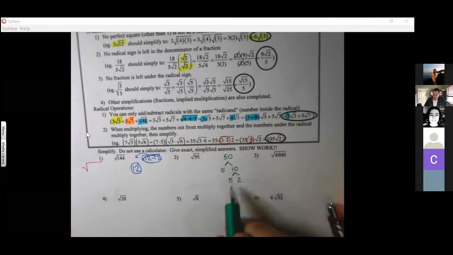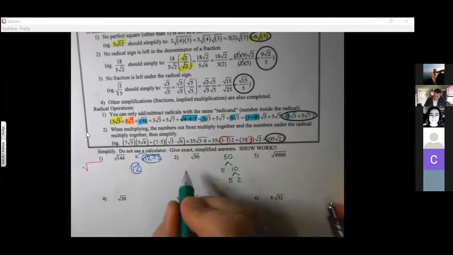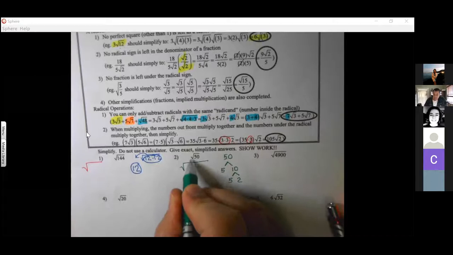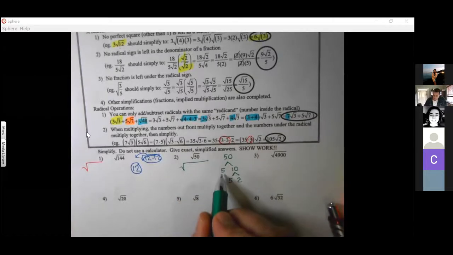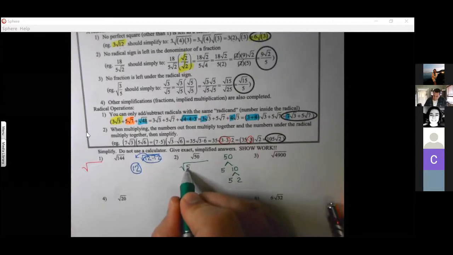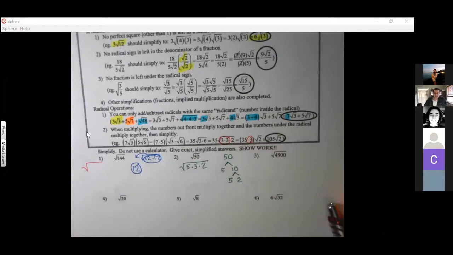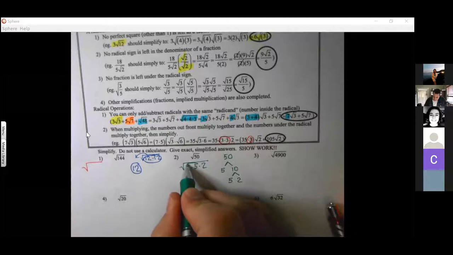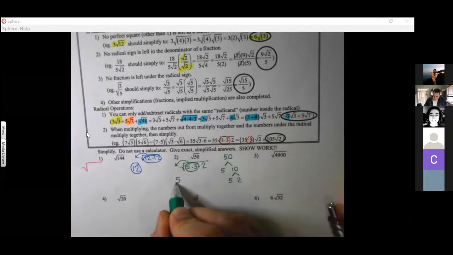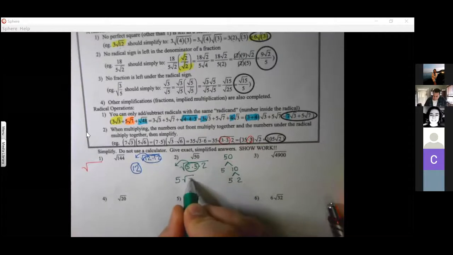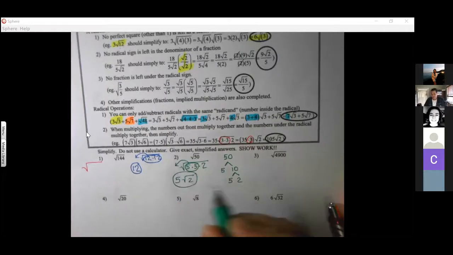That was a composite number. Now it's 2 prime numbers. So I can rewrite this square root of 50 as square root of 5 times 5 times 2. And what that tells me is that because these two get to pair up and come out as that single 5, I'm leaving a root 2 on the inside. This is the equivalent of square root of 50.